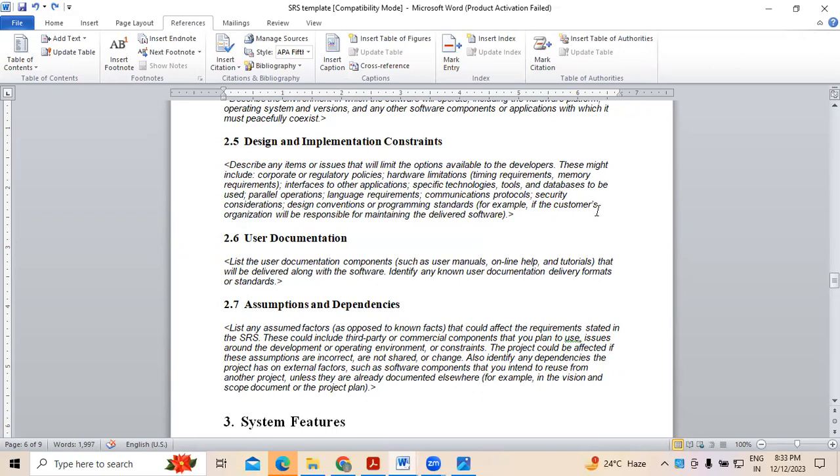Anyway, let's not get into that, right? So this is what user documentation generally stands for: what standards and procedures we are required to follow. All these things come under user documentation.